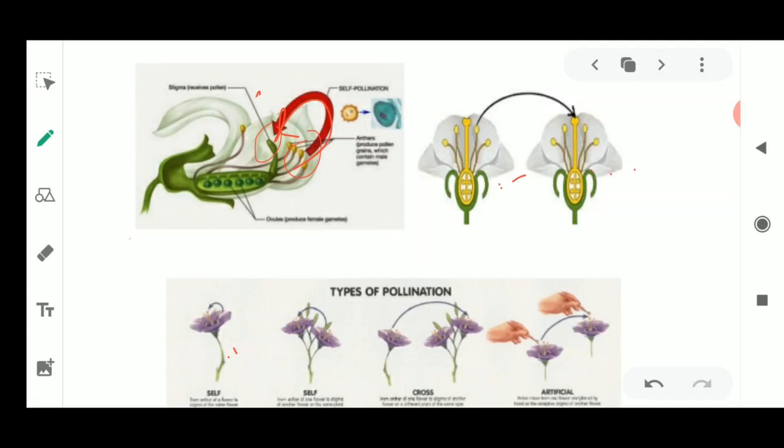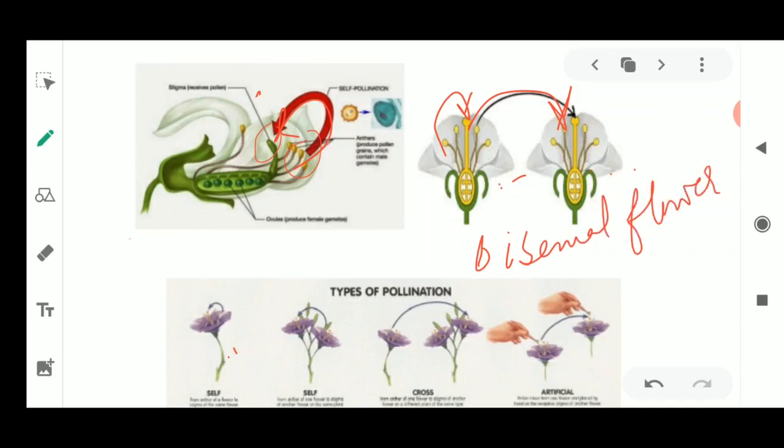In a bisexual flower, the possibilities are two. The anther and stigma are present on the same plant, in the same flower, so self pollination could take place, and if it is taking place on a different flower, it could be cross pollination. So this bisexual flower can have both possibilities, cross as well as self pollination.